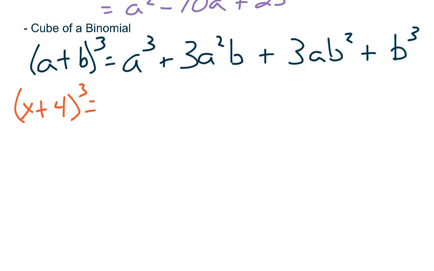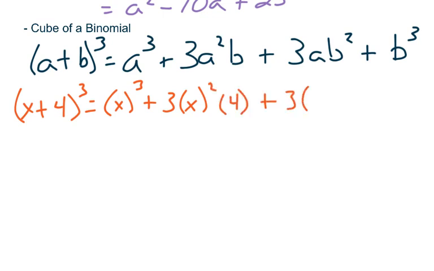Okay, so (x plus 4) cubed. We're going to start with our first term, x, cube it, plus 3 times my a, again x, squared this time, times our b value, which is 4, plus 3 times my a, again x, times our b, which is 4, squared, plus 4 cubed.